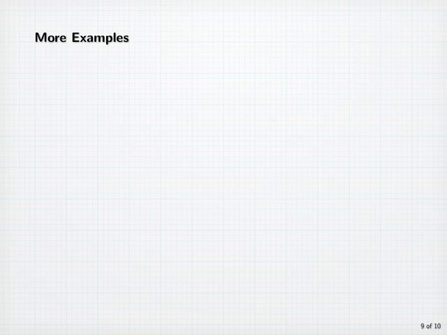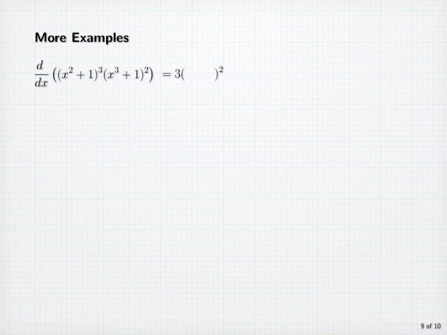More examples. Let's look at the derivative with respect to x of the cube of x squared plus 1 times the square of x cubed plus 1. Now we'll begin with the product rule here. The derivative of the first factor, the cube of x squared plus 1, is going to be 3 times the inside function x squared plus 1 quantity squared times the derivative of the inside, which is 2x. Because we're using the product rule, we multiply by the second factor, x cubed plus 1 squared.